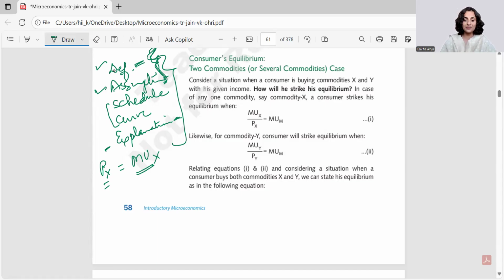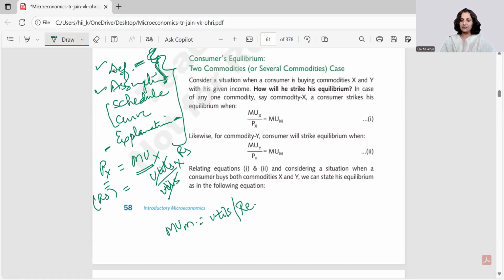And because price is expressed in rupees, and utility in utils, what's the best way? How can we equate these? By dividing utils with such a thing, like utils per rupee, which makes it equal to rupee. So what is it? Utils by rupee is the unit of MUM. MUM is the marginal utility of money, meaning the utils received for every rupee spent.